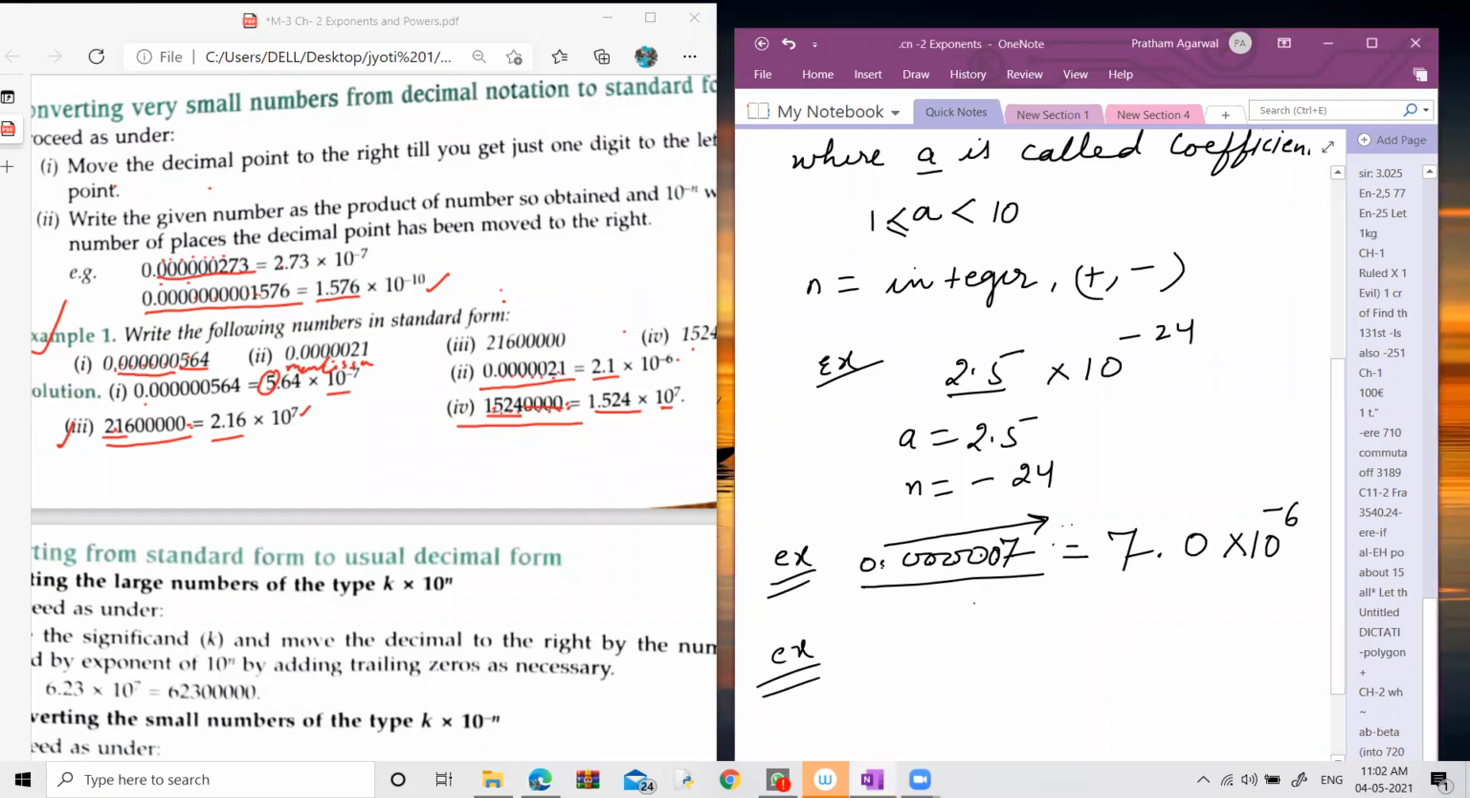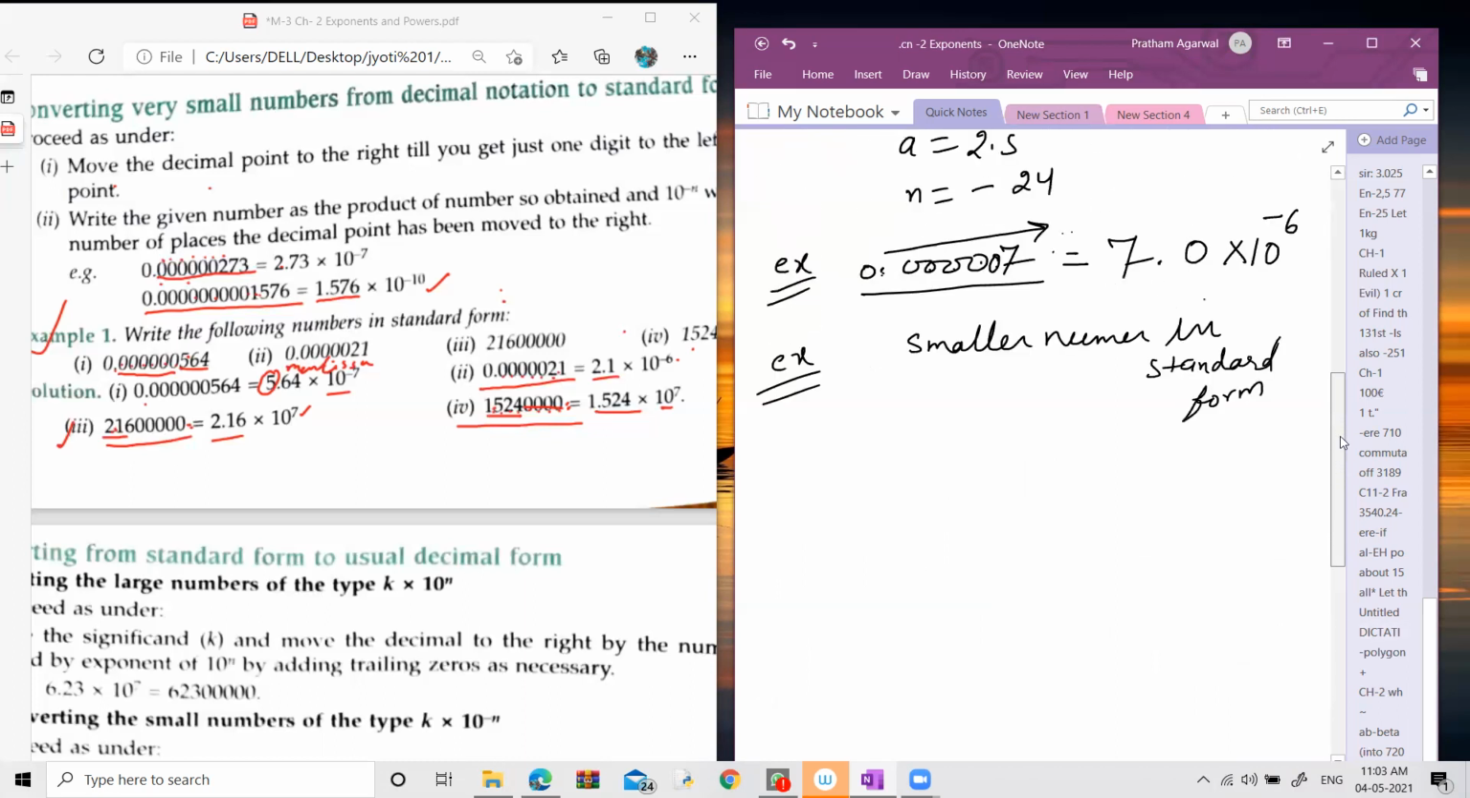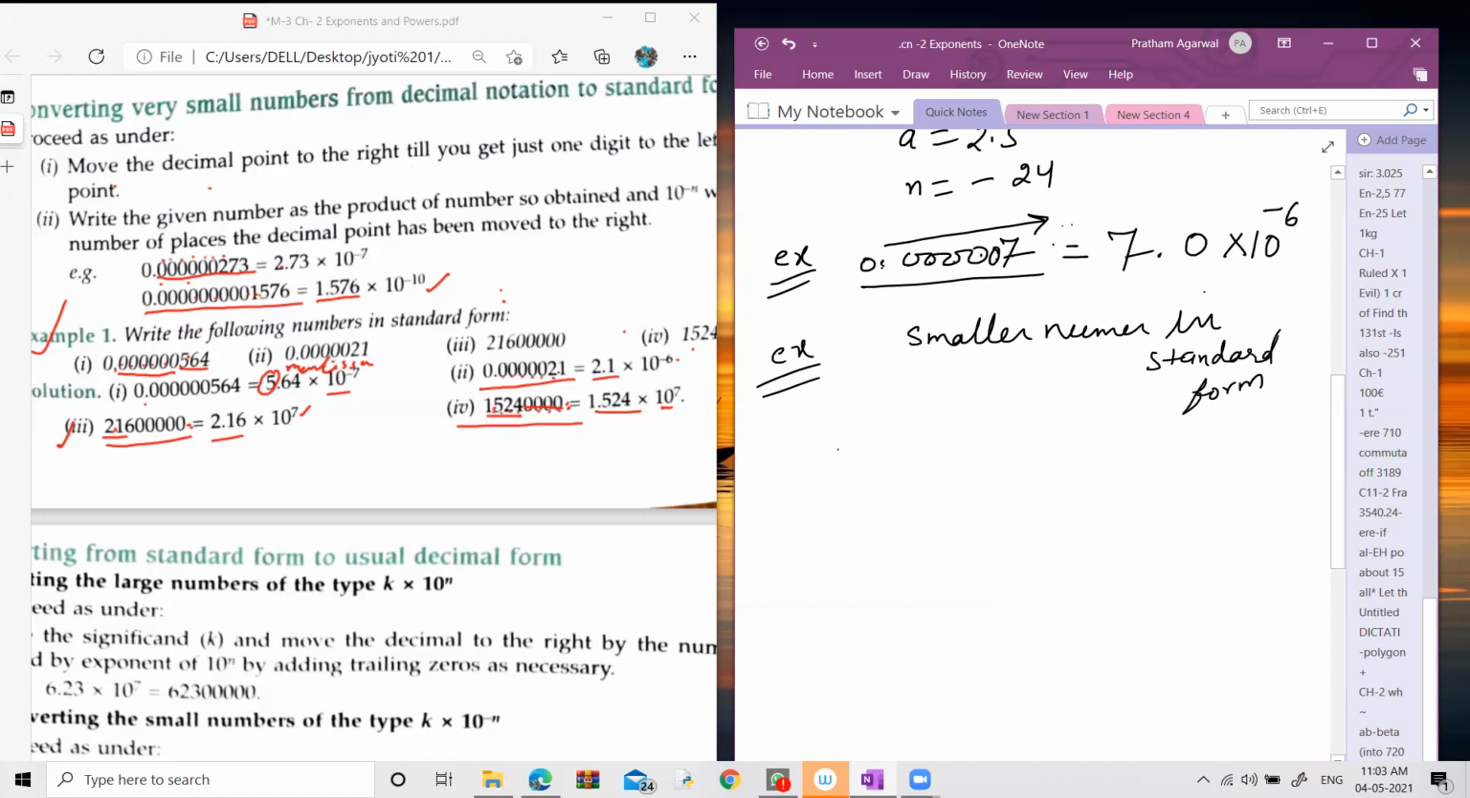I'm giving you one example of when you convert a smaller number into standard form. I'm repeating once again. If you want to convert a smaller number into the standard form, what do you have to do? Suppose I'm taking an example, 0, 0, 0, 0, 5, 0, 1, 2, 3, 4, 5, and then I write 6, 2, 4. In the first step, you have to write this number in the standard form like this, a into 10 to the power n. This is the general form to write any smaller or larger number.